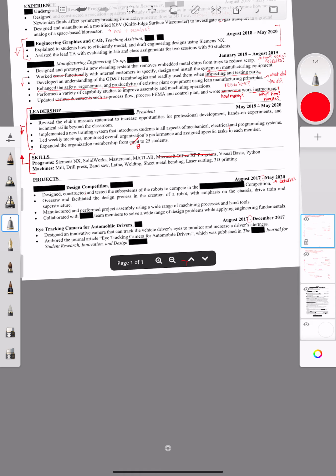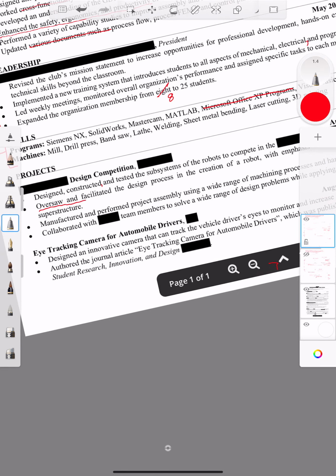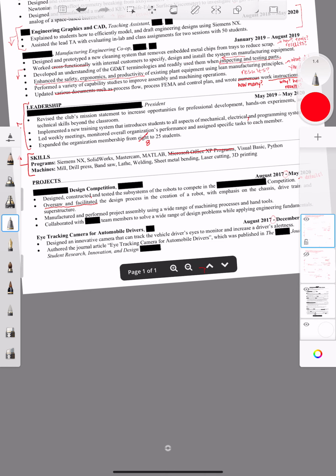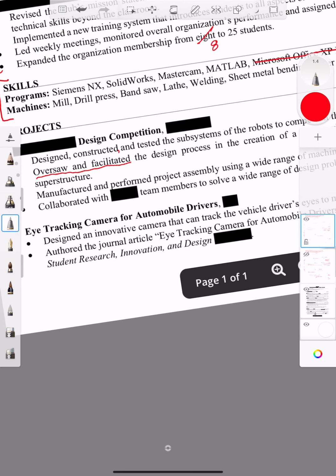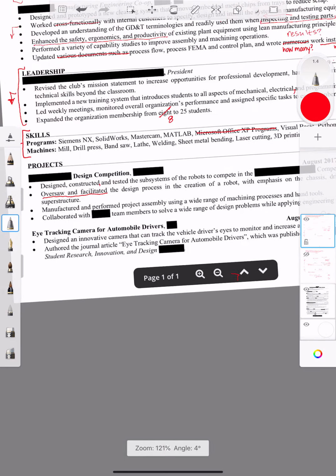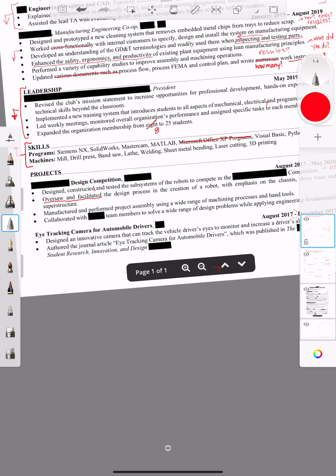"Oversaw and facilitated the design process." I do not like oversaw and facilitated. "In the creation of a robot with emphasis on the chassis, drivetrain, and superstructure." Superstructure is kind of a weird word because I don't really know what that means, but I guess it means everything else other than the chassis and drivetrain. Oversaw and facilitated are weak because they don't tell me what you did.